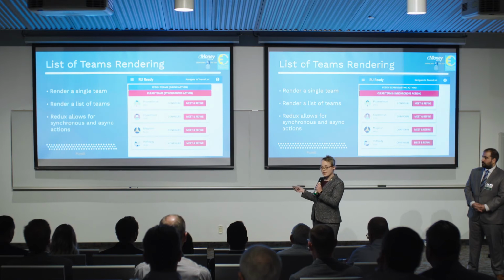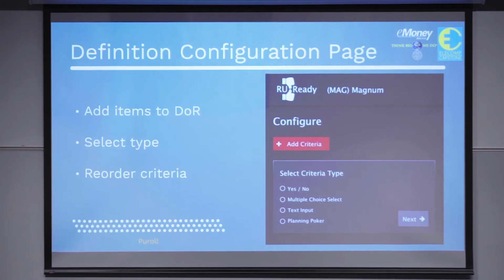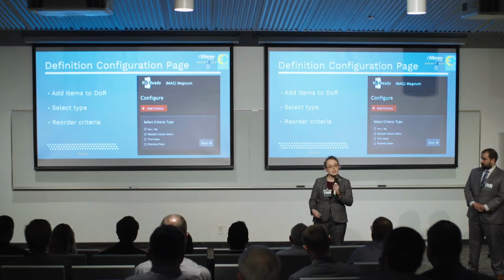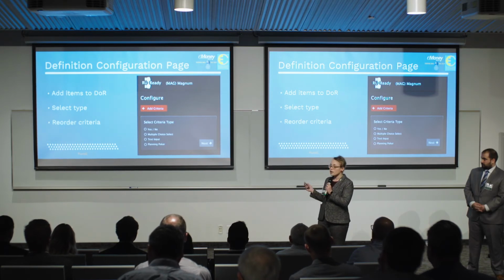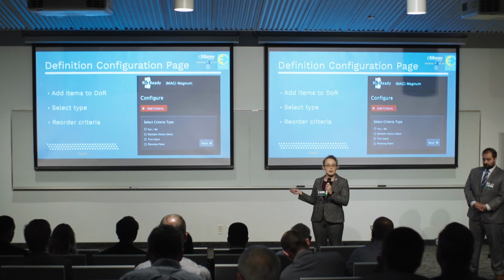Once you have your list of teams, you can choose to configure one, say Magnum here, which brings us to the configuration screen. This is a demo that you can actually come see at our table after this, a full walkthrough demo of what we're expecting you to be able to see. But you can add items to your definition of ready, select their type, and reorder the criteria. A lot of this work has already been done, but because of that difficulty I mentioned of connecting the front and back end, it doesn't really render correctly yet, so we mostly have just this regular walkthrough demo.